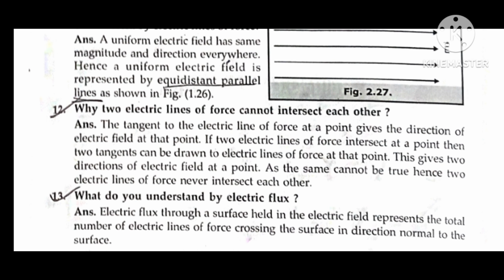Why can two electric lines of force not intersect each other? The tangent to the electric line of force at a point gives the direction of the electric field at that point. If two electric lines of force intersect at a point, then two tangents can be drawn to the electric lines of force at that point. This gives two directions of electric field at a point. That cannot be true, hence two electric lines of force never intersect each other.